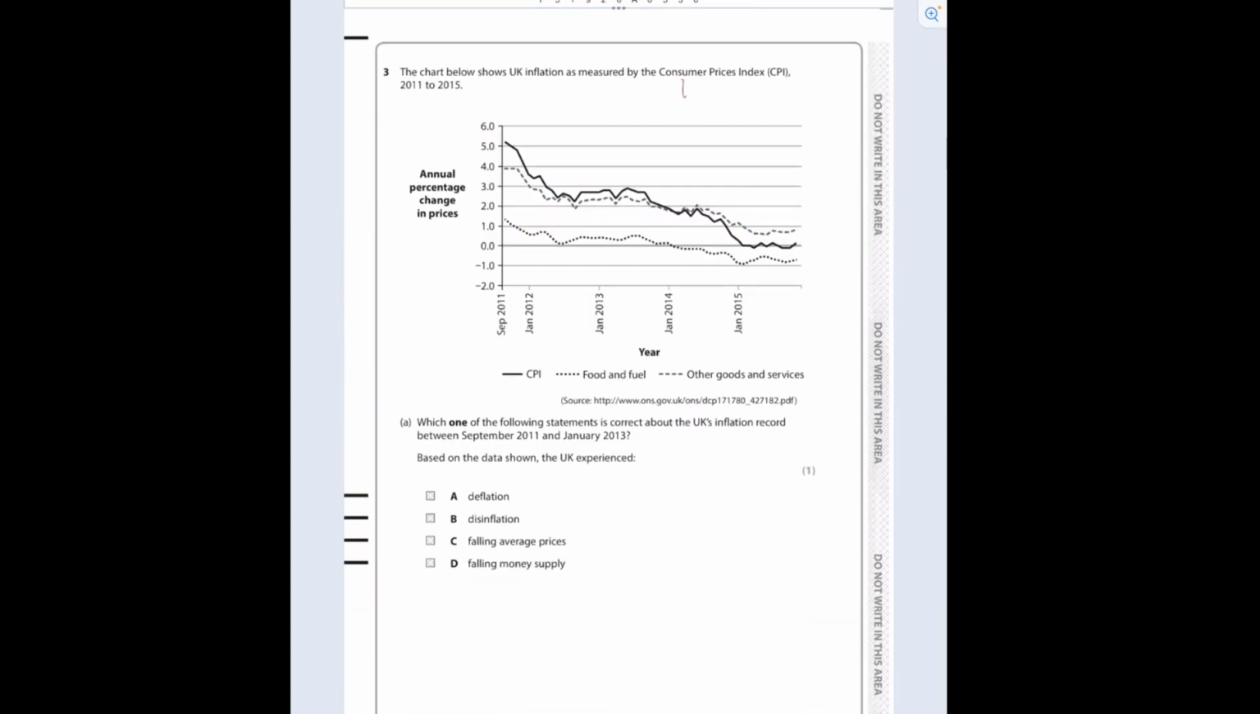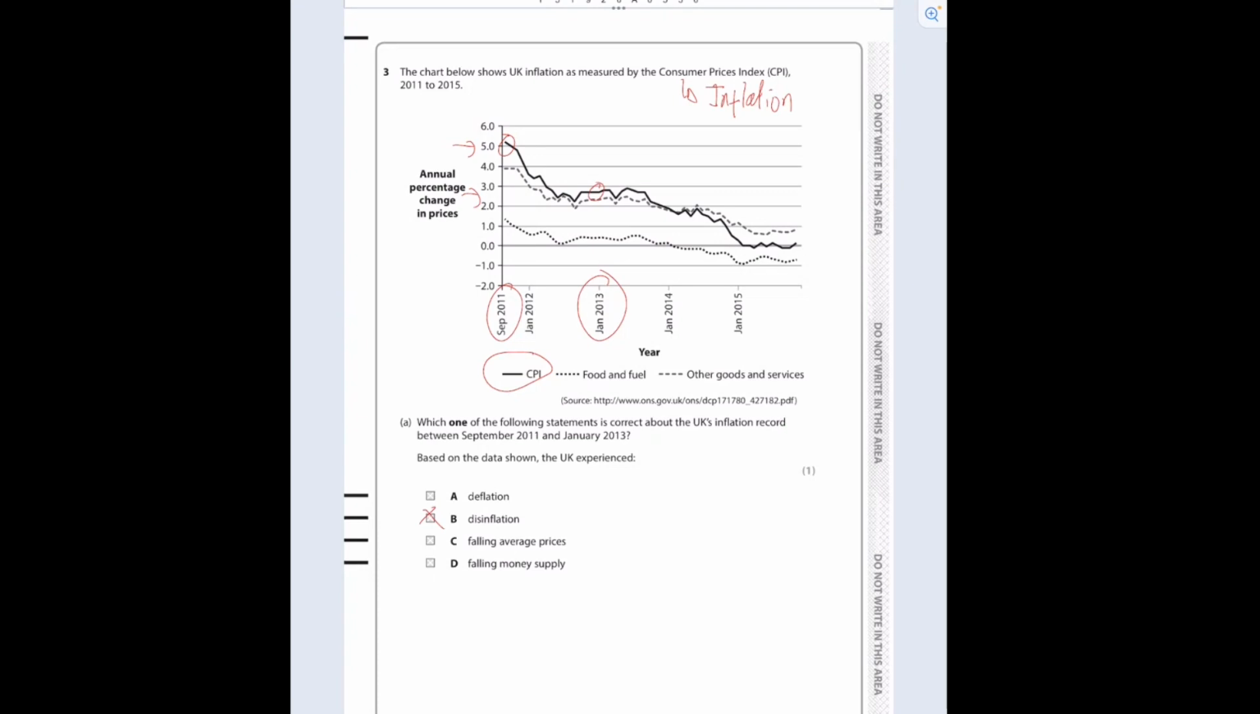Cool, CPI. This is all about inflation. The consumer price index measures changes in a basket of goods and services. Which one of the following statements is correct about the UK's inflation record between September 2011 and January 2013? The CPI is the black line, so it's this one that we're looking at. The rate of inflation is always positive, but it's falling, which is disinflation. So based on the experience, B, disinflation.